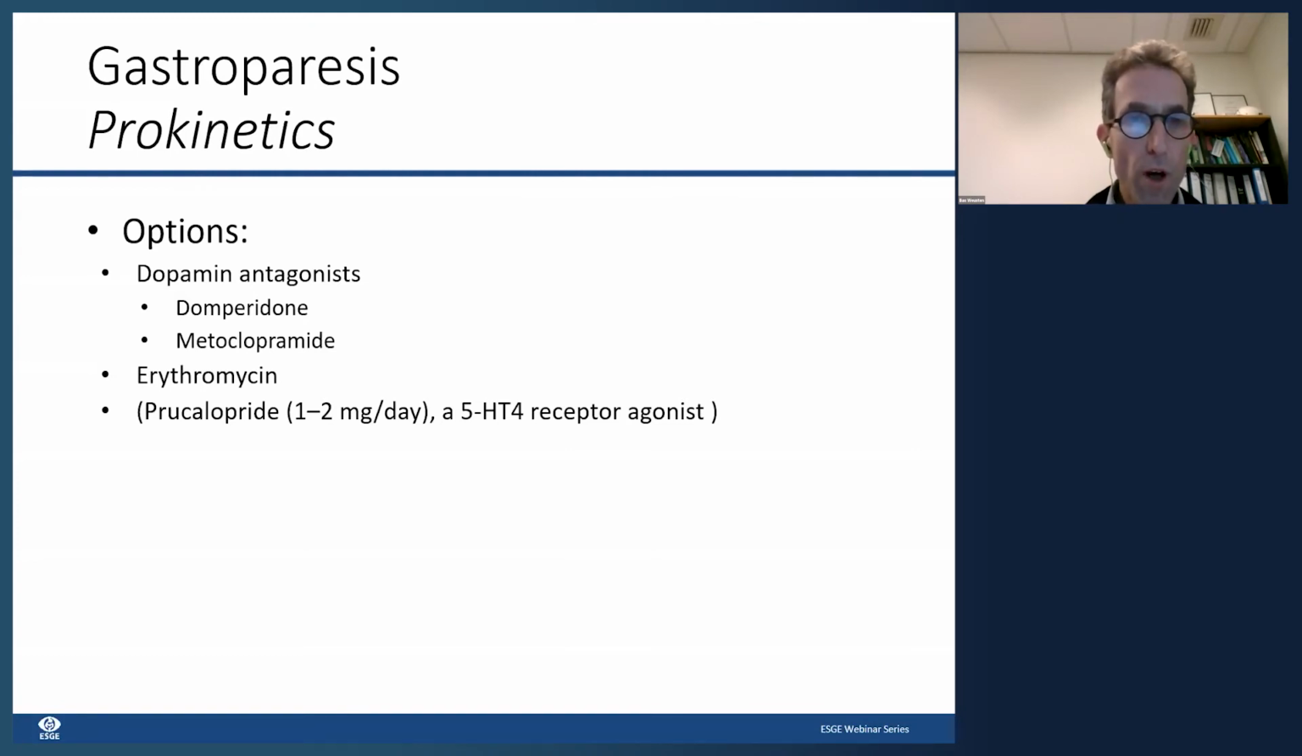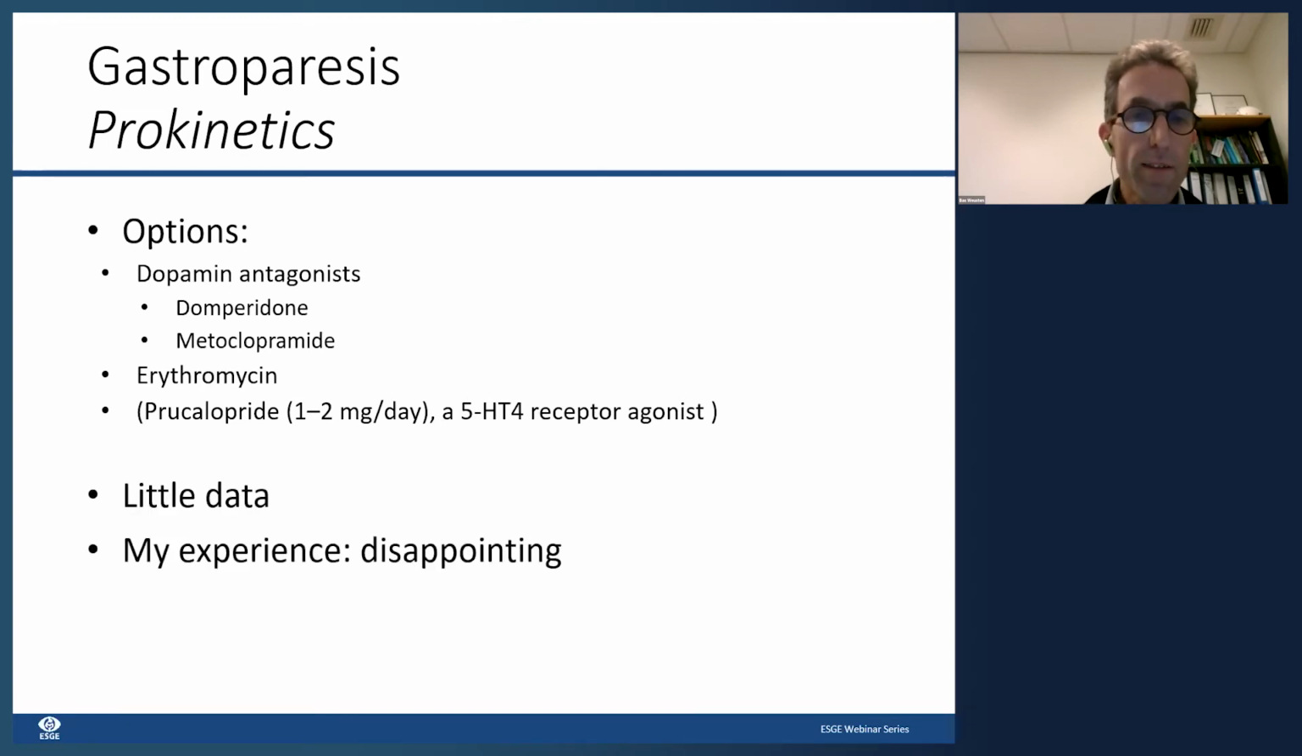And prucalopride is a relatively new kid on the block, more or less similar to cisapride, which we used to use 20 years ago, but there is no registration for this indication, and there's little evidence that it's helpful. So there are little data, and in my experience, and I think in most of your experience, in patients with real gastroparesis, the effect of prokinetics is disappointing.